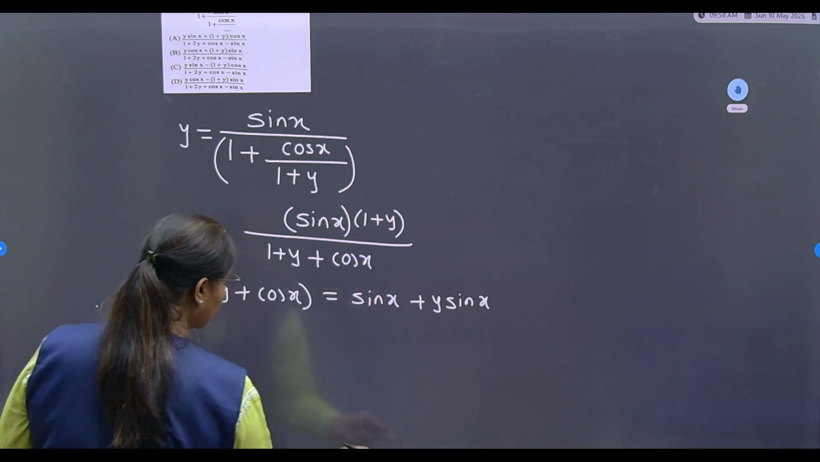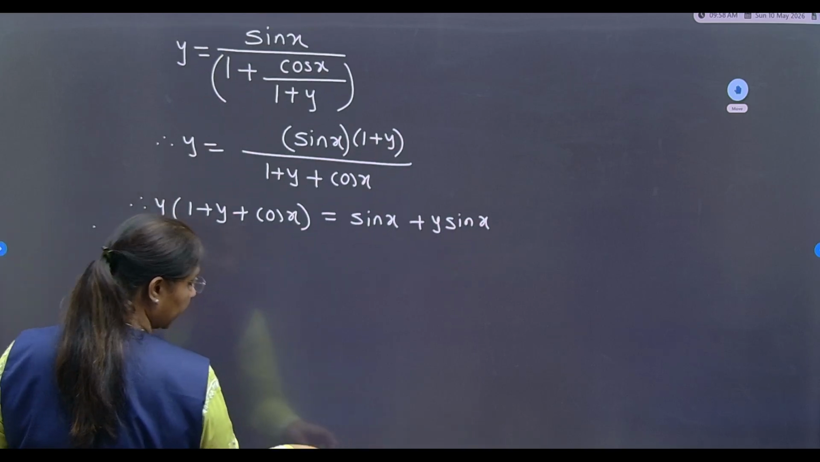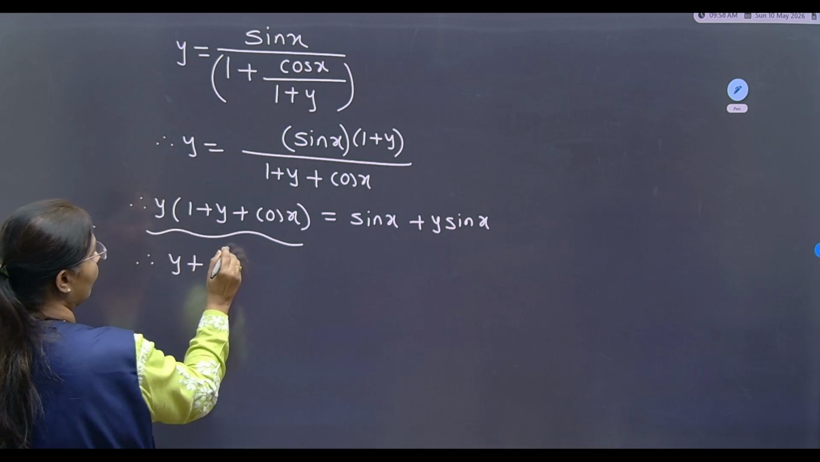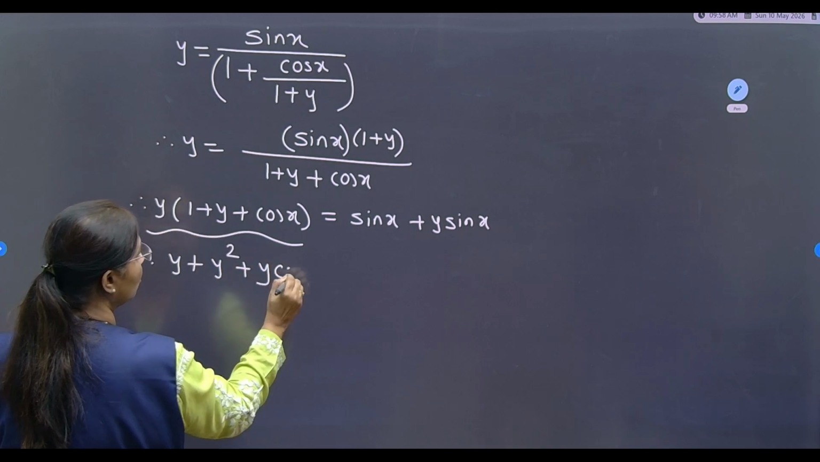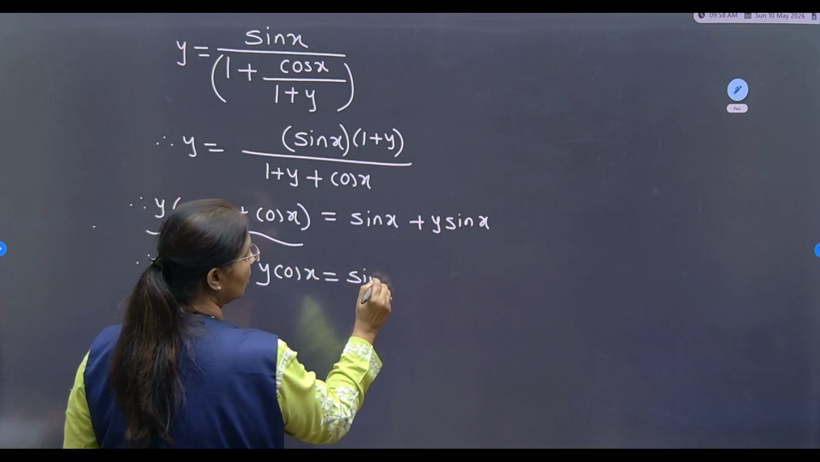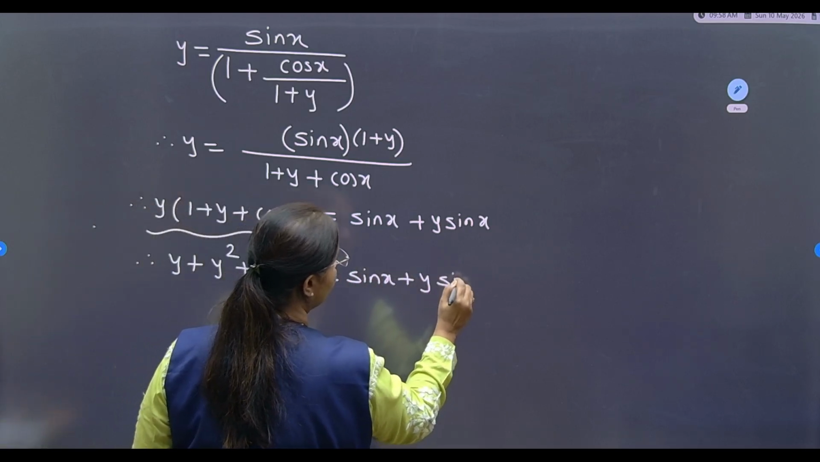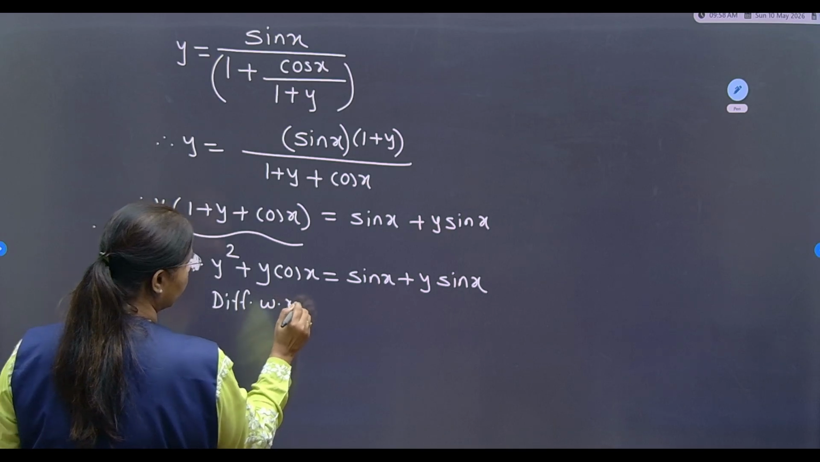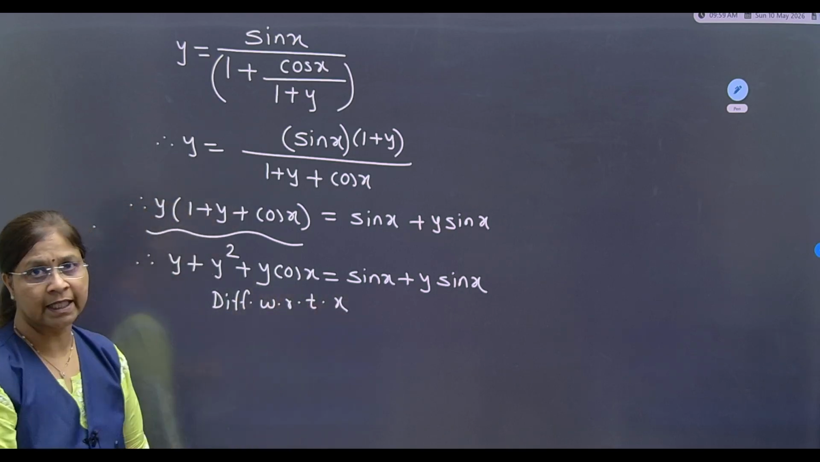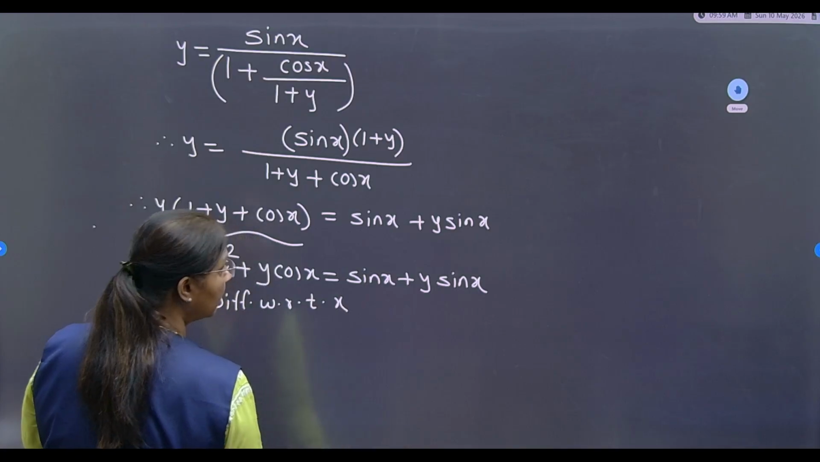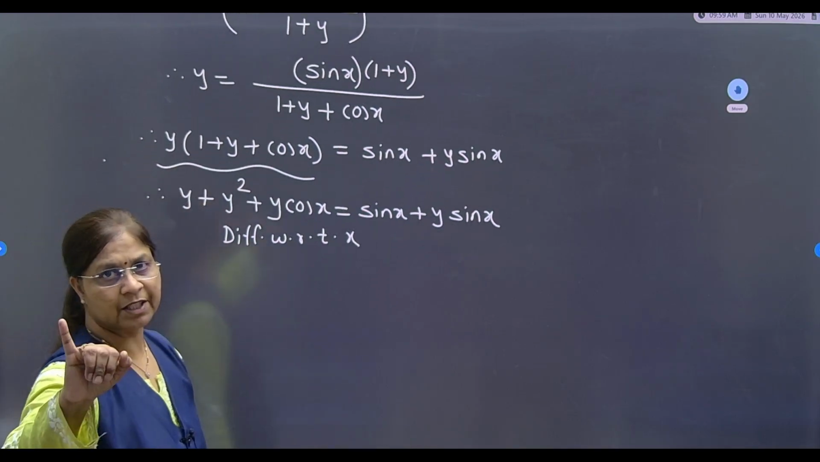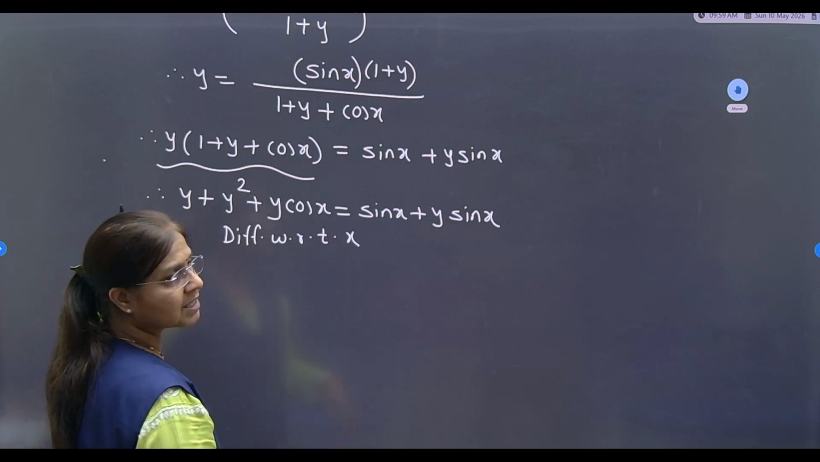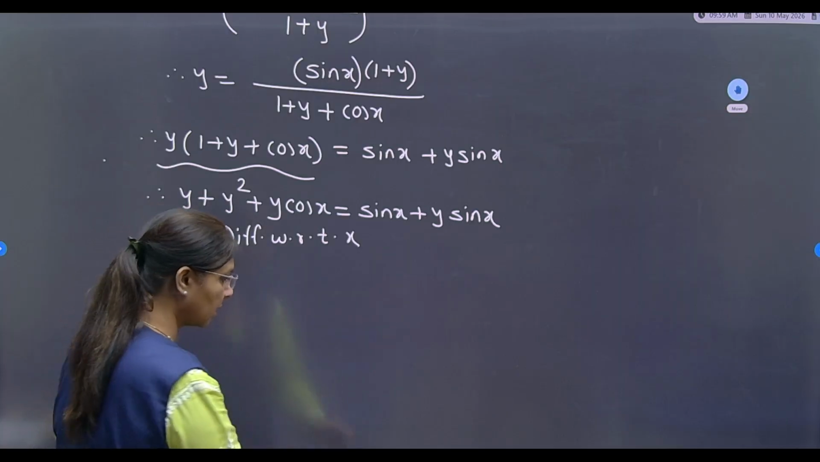Then the next step is multiplying by y on the left side. Therefore 1 into y plus y into y square plus y into cos x is equal to sin x plus y sin x. Then the next part, differentiating with respect to x. This is the implicit type. Implicit steps are first differentiation and then combining dy by dx terms in the left side and non-dy by dx terms in the right side.